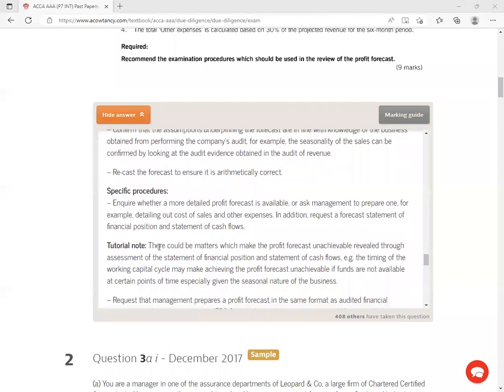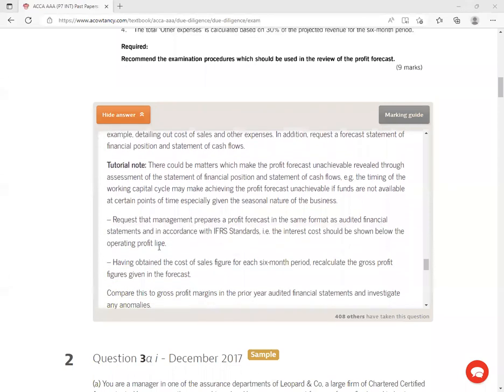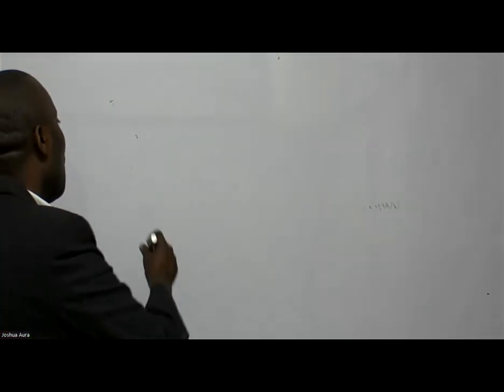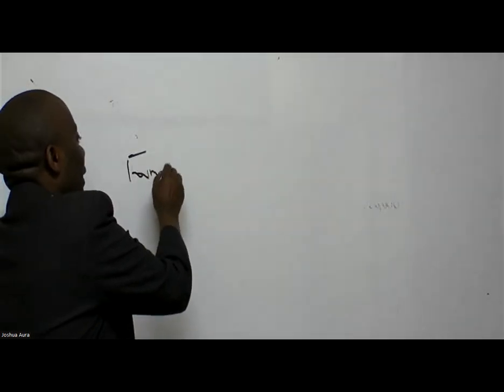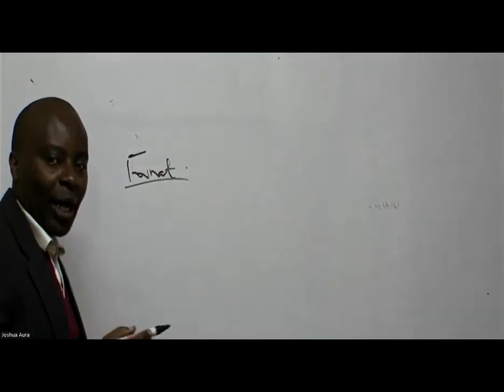From there, ladies and gentlemen, request that management prepares a profit forecast in the same format as audited financial statements in accordance with the IFRS standards, i.e. the interest cost should be shown below the operating profit line. So what they're saying, ladies and gentlemen, here is quite simple. They're saying ensure that the format is followed according to IFRS.